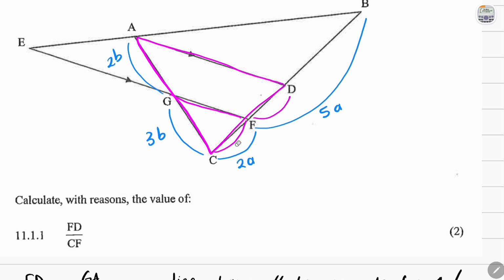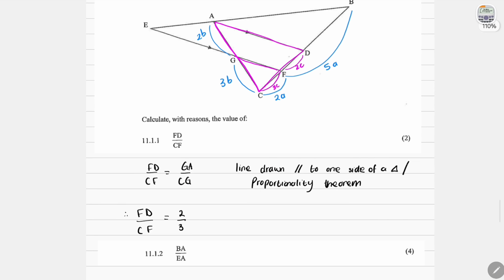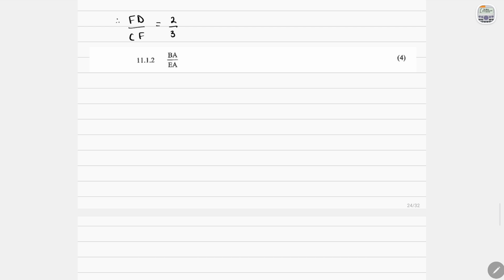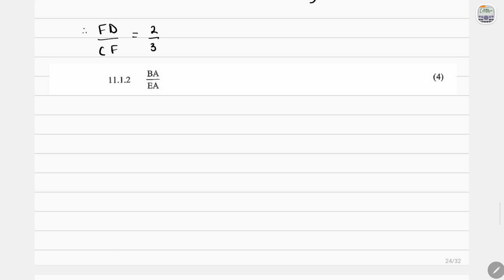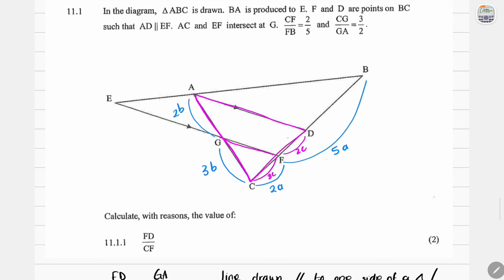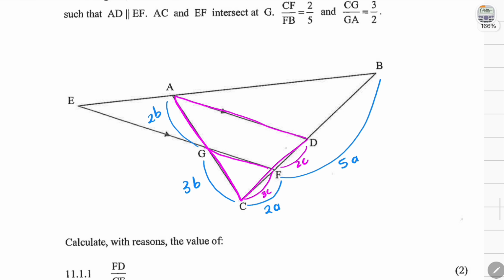So this is 3, but I'm not going to call it B, because it's not part of the line with B. So I'll just call it 3C, and then I'll call that 2C. Just keep it there so we can keep track. And moving on to 11.1.2, which says we need to find BA over EA. EA is way over there. Let me just get rid of these because I'd rather use this color to focus on whatever question we're working on.